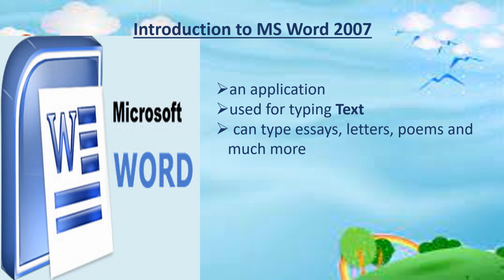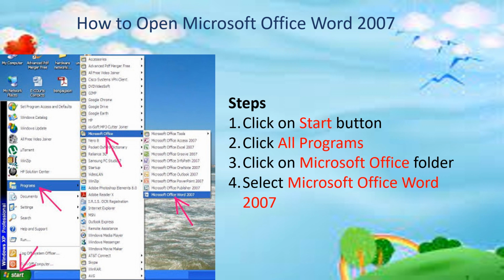MS Word 2007 is an application which is used for typing text. We can also type essays, letters, poems, and much more. Now let's learn how to open Microsoft Office Word 2007. To open Microsoft Word 2007, you have to follow these steps.